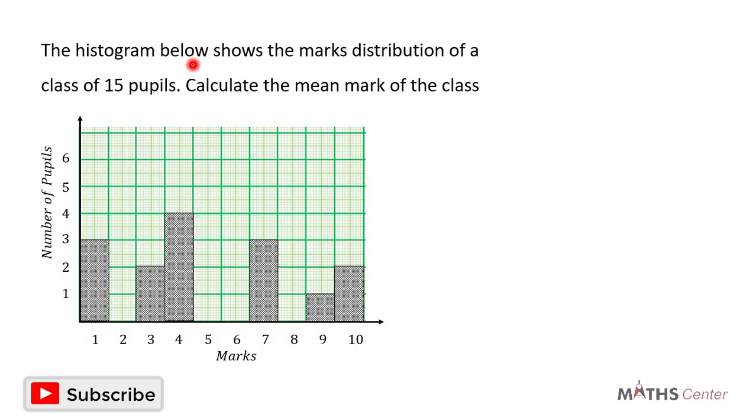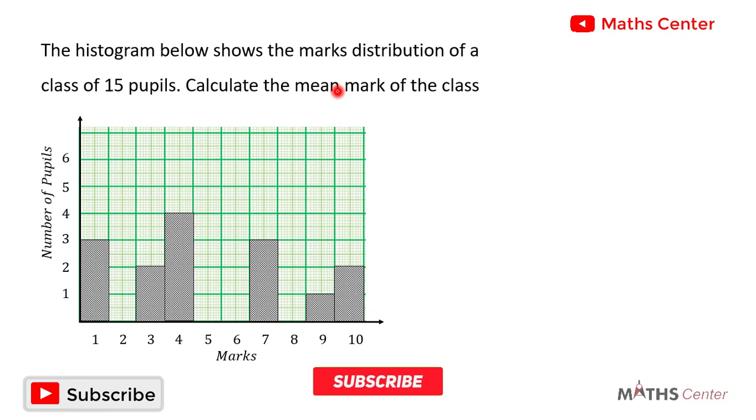The histogram below shows the marks distribution of 15 pupils. Calculate the mean mark of the class. So we have the histogram here showing the marks of 15 pupils. These are the marks scored by 15 pupils in a test. The question wants us to use the histogram to calculate the mean mark of the class.